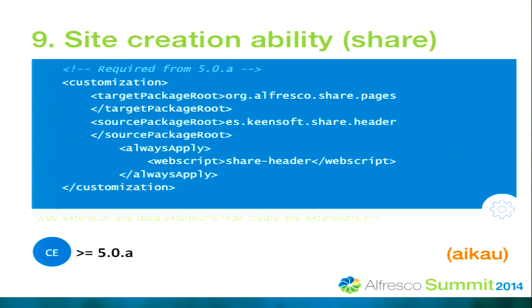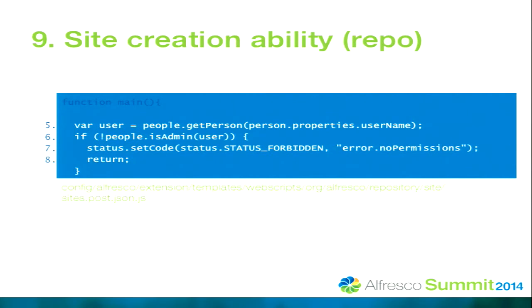When you ask for a page, it's the whole page, so you need to include this to apply your customizations. And on the repo side, we have no extension mechanisms for web scripts, but we can override the web script in order to check whether the person is admin or not. So we are closing this functionality from any other ways, just not shared.